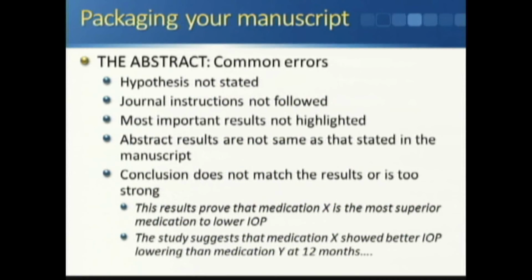Again, the common errors in the abstract when we look at journals: the hypothesis is not stated, journal instructions are not followed, most important results are not highlighted, abstract results are not the same as that stated in the manuscript. This very often happens when you write the abstract, you send it to your co-authors, they make comments, things change, and you forget to change the abstract. And then the conclusion doesn't match the abstract, or it's too strong.